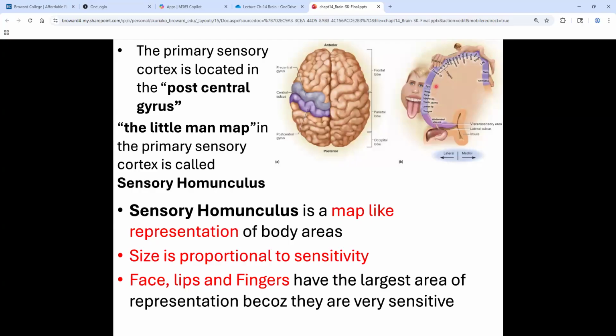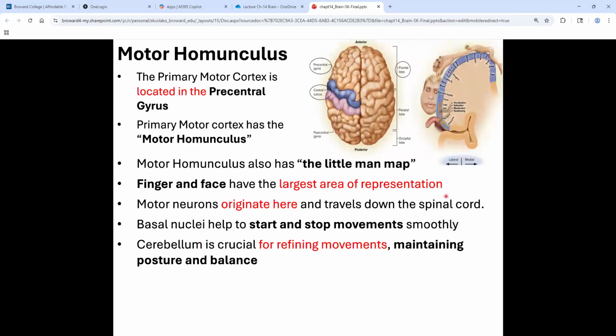So why is this like that? It is because the representation of these areas is very high. The face is a very sensitive area. So size is proportional to sensitivity. Face, lips, fingers, very sensitive. Similar to that, in the precentral gyrus, there is a motor homunculus, another little man.